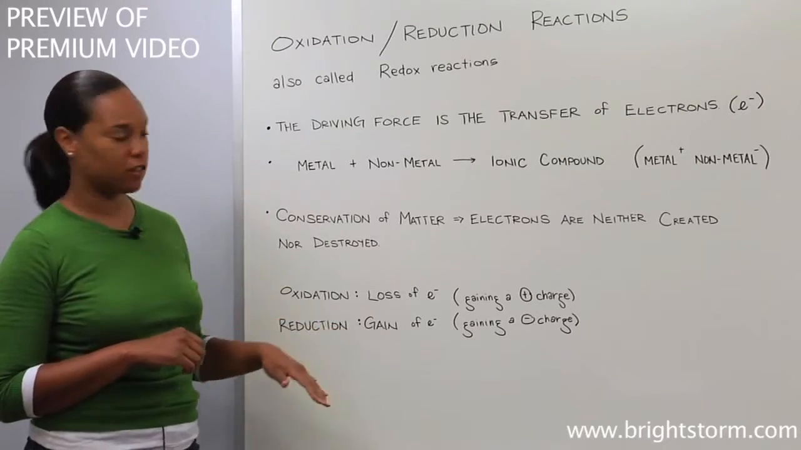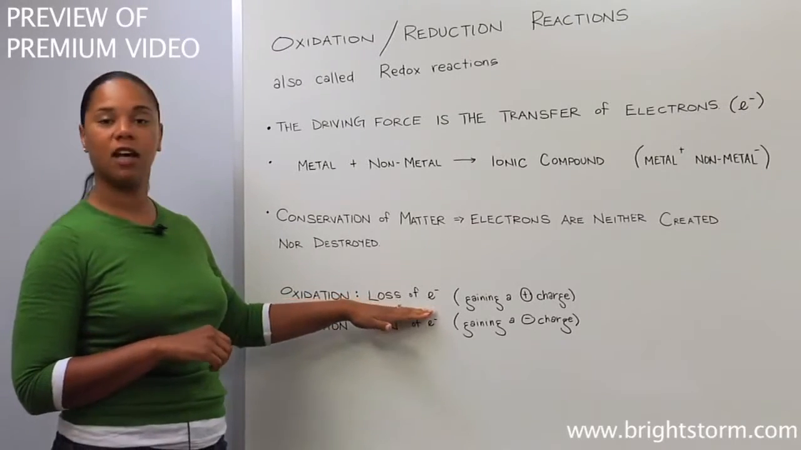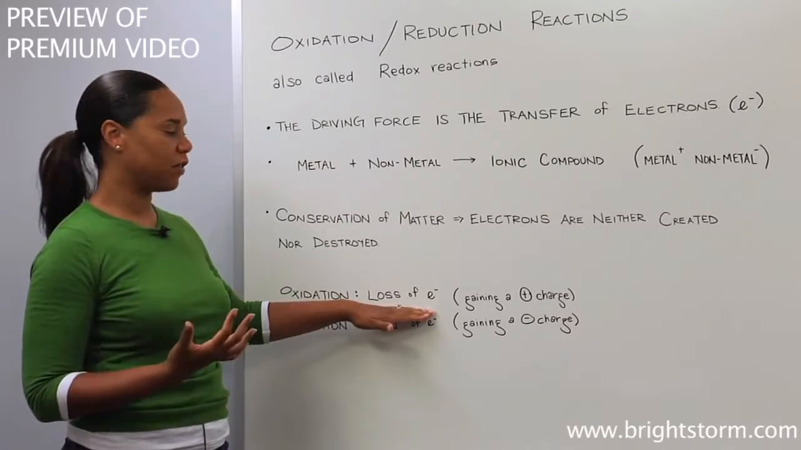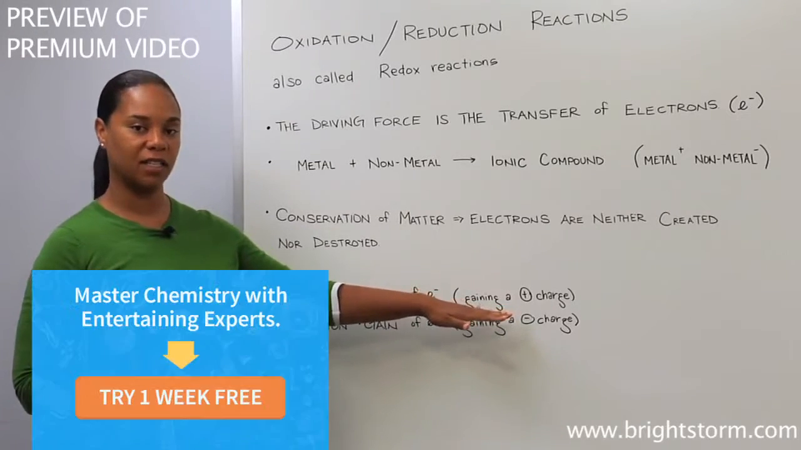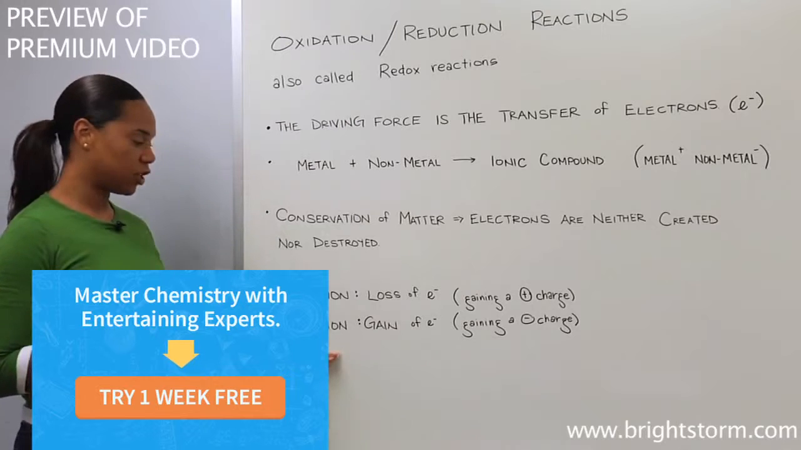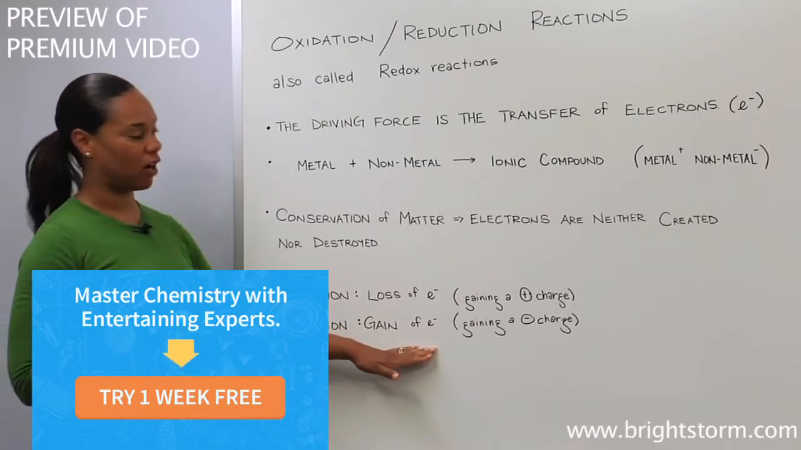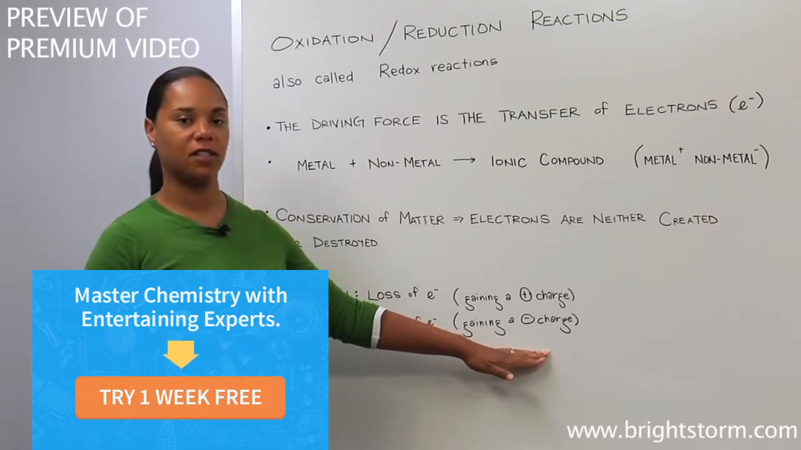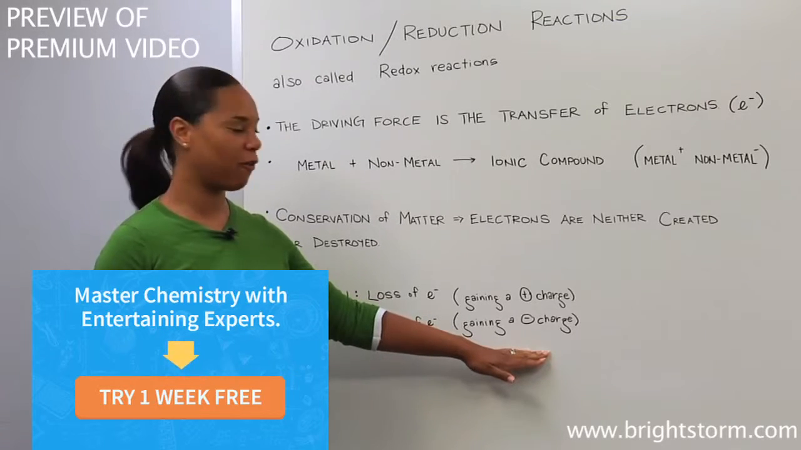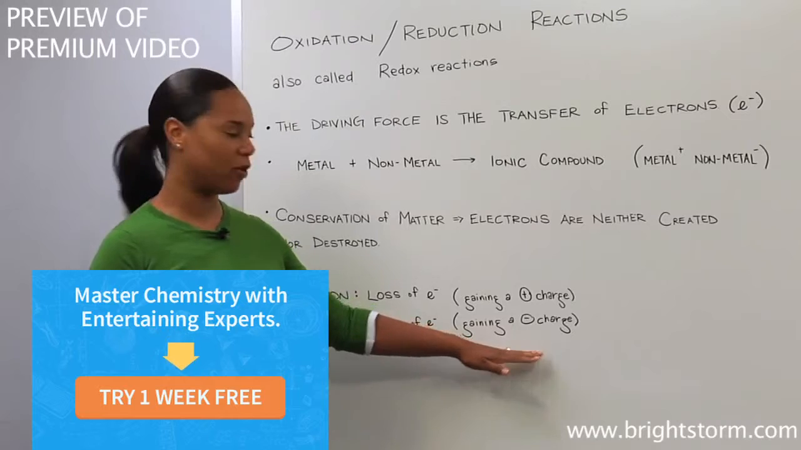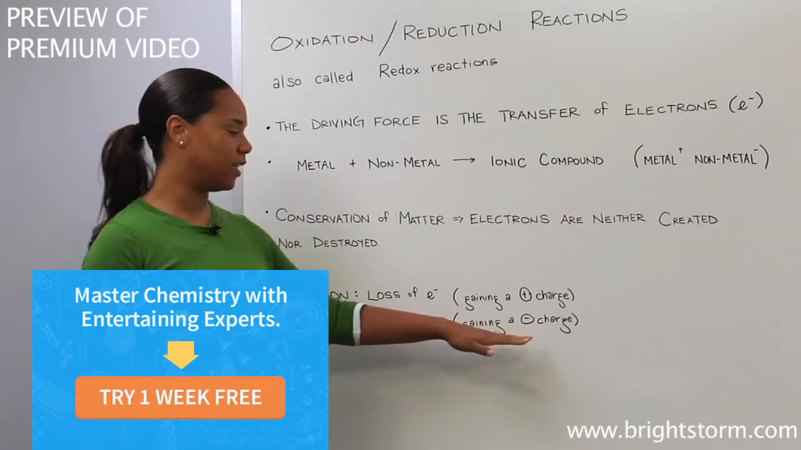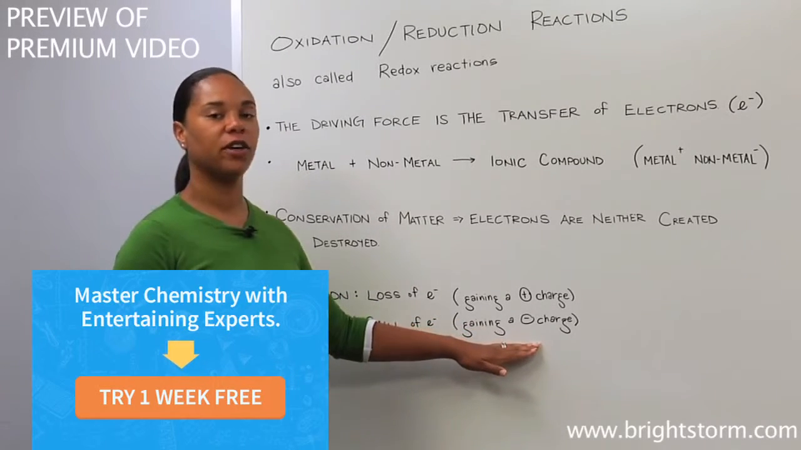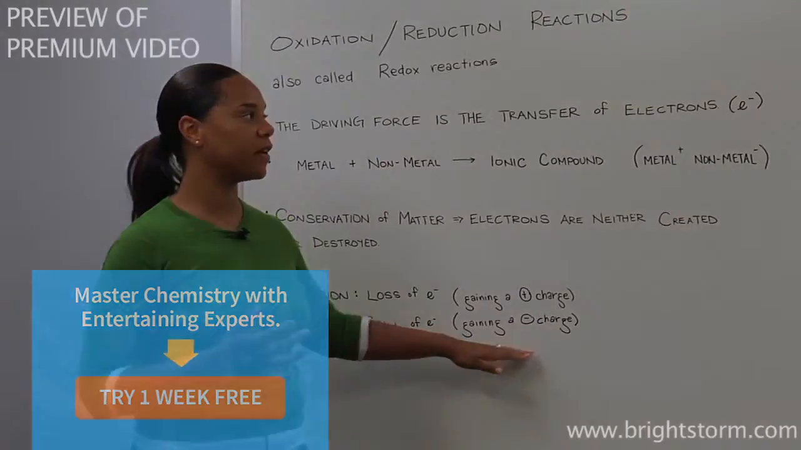So what is oxidation? Oxidation is the loss of electrons, or you can also think of it as the gaining of a positive charge. Reduction is the gain of electrons or the gaining of a negative charge. You can guarantee that this is going to be a little difficult for you in the beginning to remember that reduction is the gaining of a negative charge. So there is a simple way in which to help remember this.